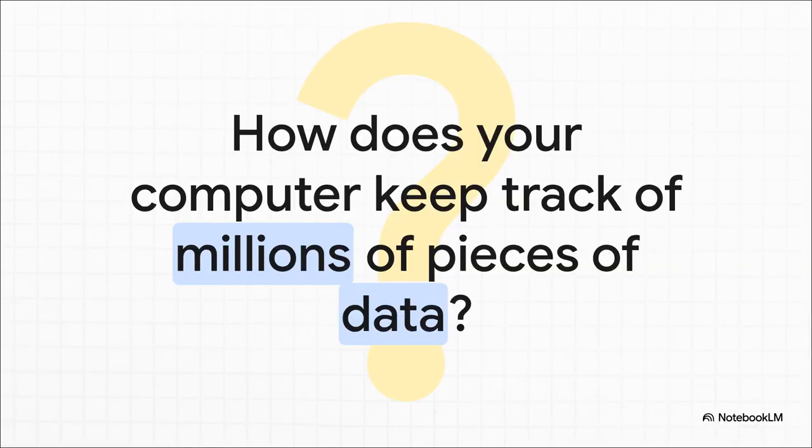I mean, seriously, think about it for a second. Right now on your machine, you've got tons of stuff running. Apps, files, the browser, it's all just data. So how in the world does your computer keep track of millions, maybe billions of pieces of data all at once without just losing its mind? Well, the answer is pretty cool. It's all about a system of organization that's a lot like building and navigating a massive, sprawling digital city.